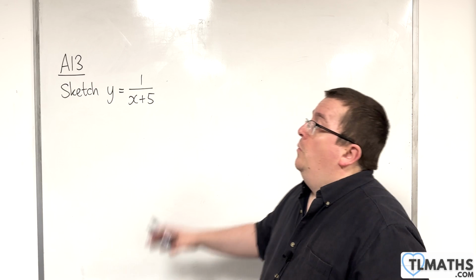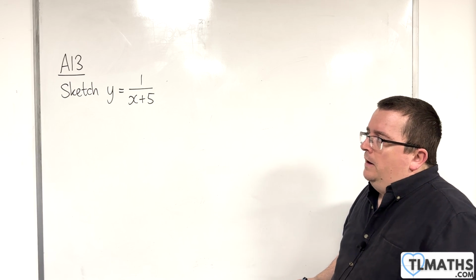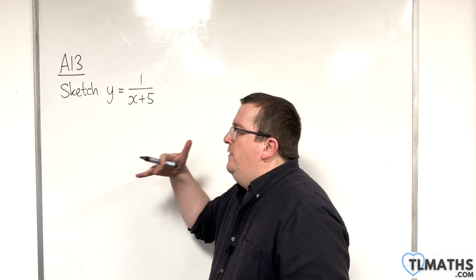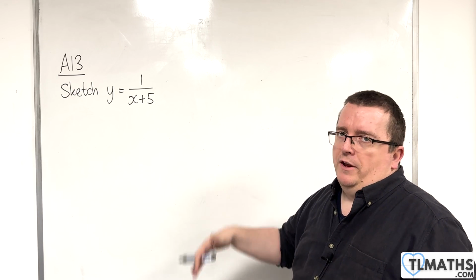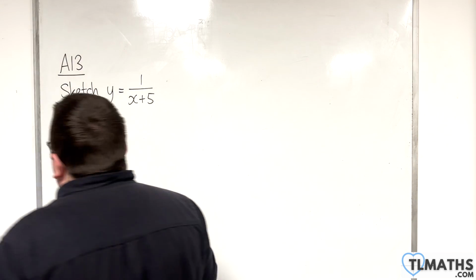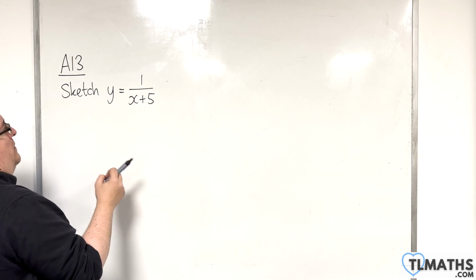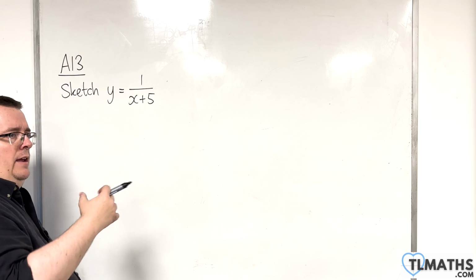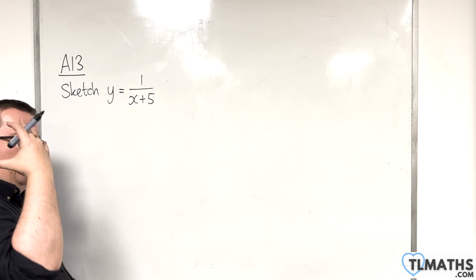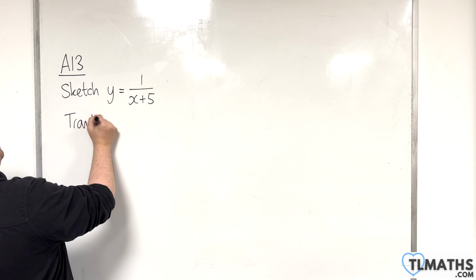In this video, we're going to be sketching y equals 1 over x plus 5. So, considering the original graph of y equals 1 over x and mapping to this one, the x is being replaced with x plus 5. So that means that inside the bracket we've got that plus 5, and so there is a translation here.